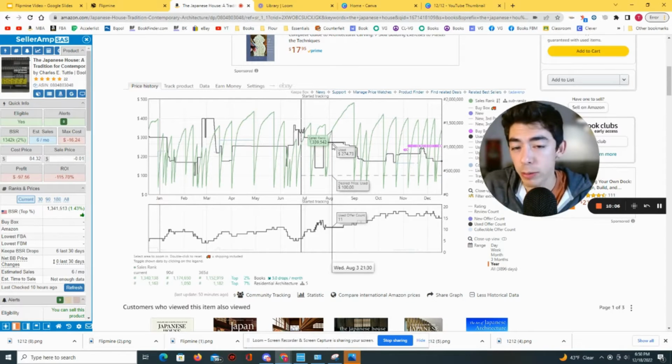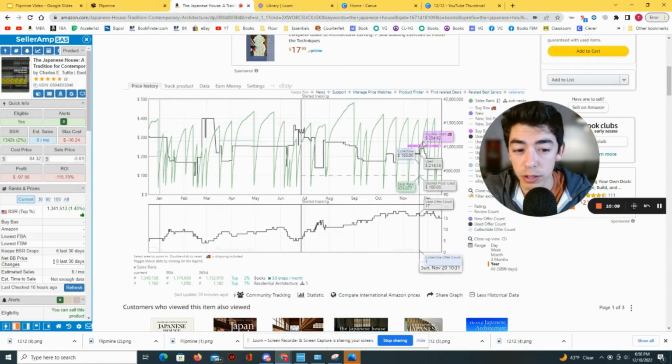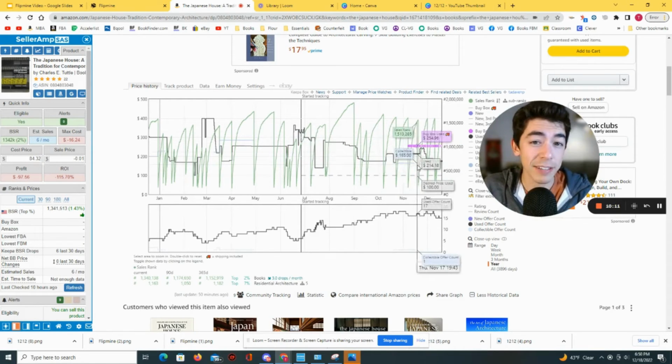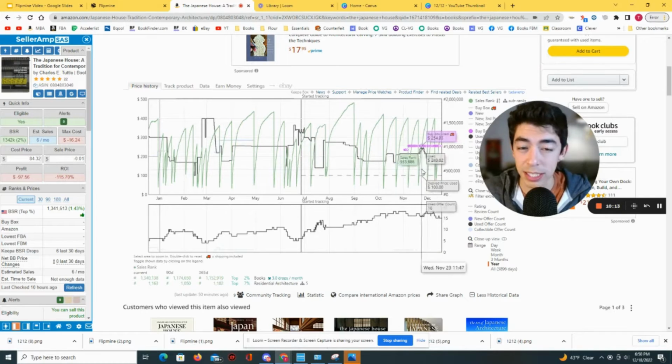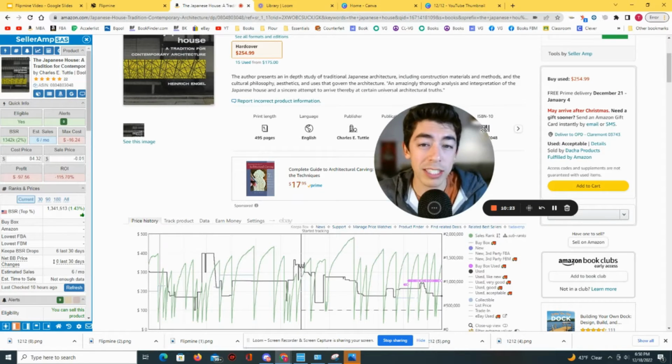And so what I did was I went ahead and sent mine in. It sold for $254, which is actually significantly above what the lowest used price was at the time when I sold it. But I was able to win the buy box. And generally, if you're in the buy box and someone does need to buy the book, it's oftentimes going to be you who they're buying the book from.